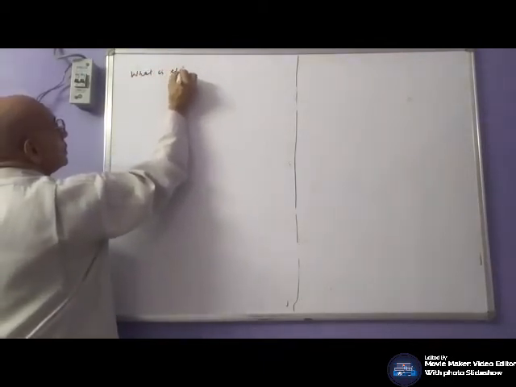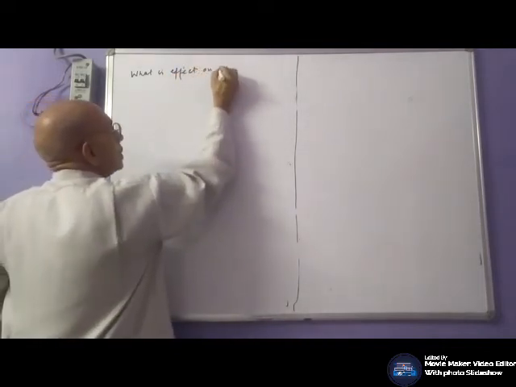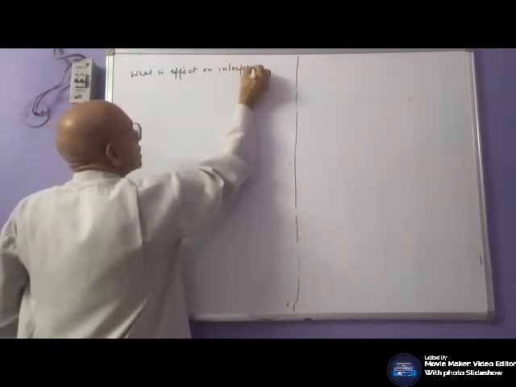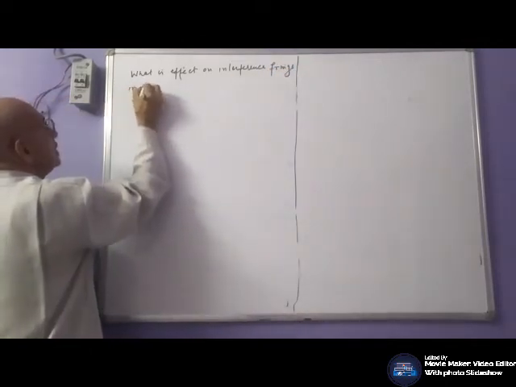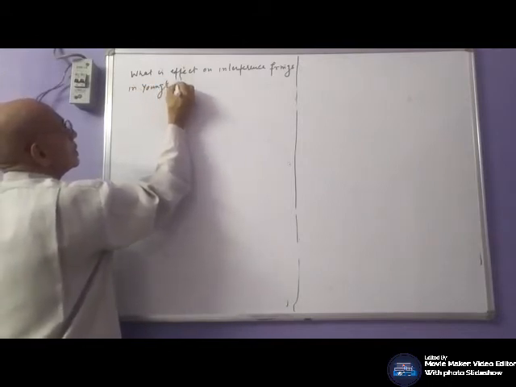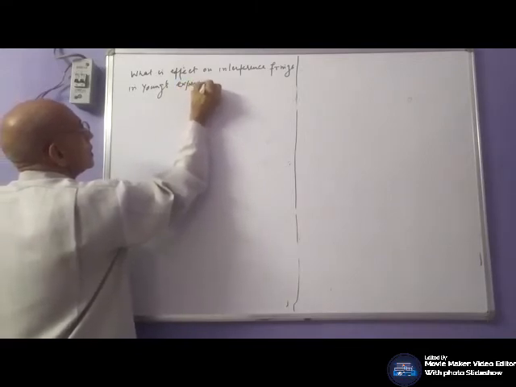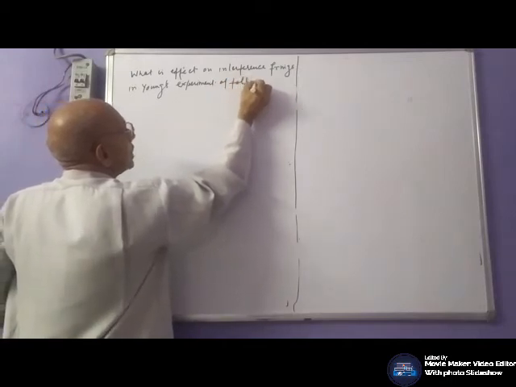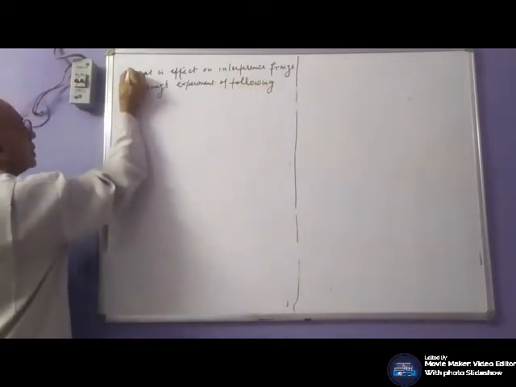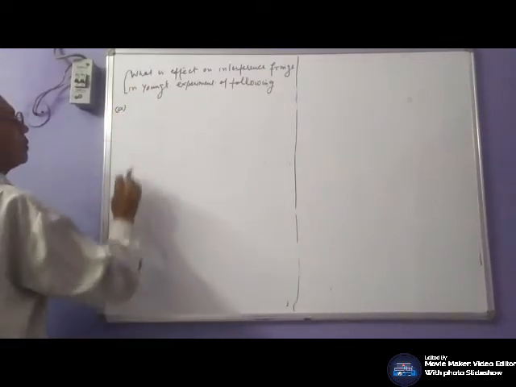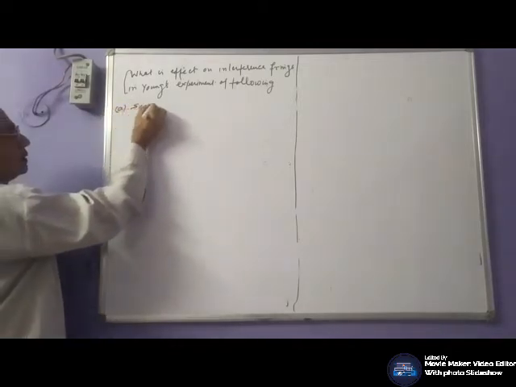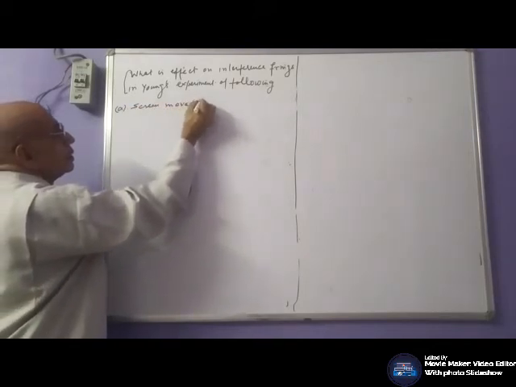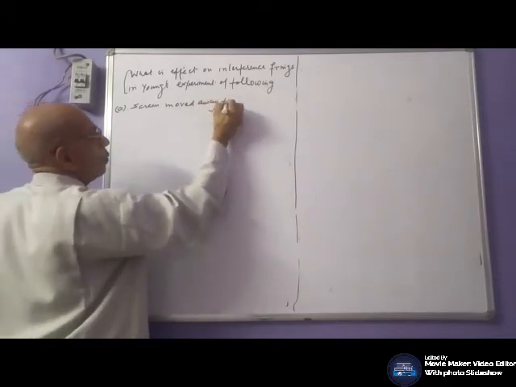What is the effect on interference fringes in Young's experiment of the following. A. There are many questions. Screen moved away from slits.